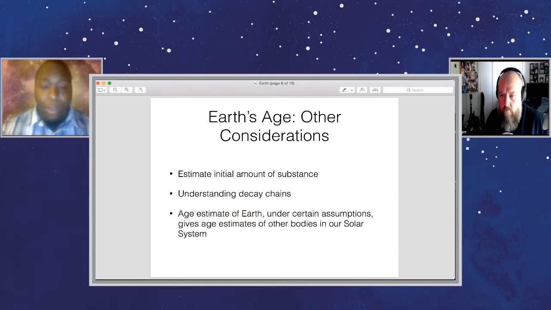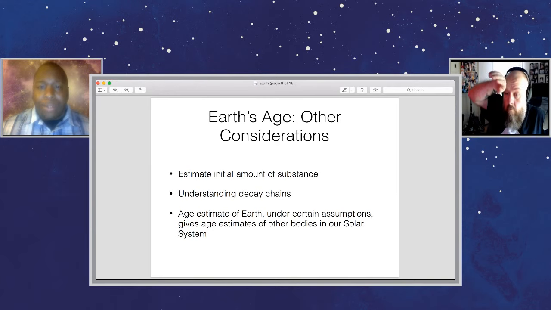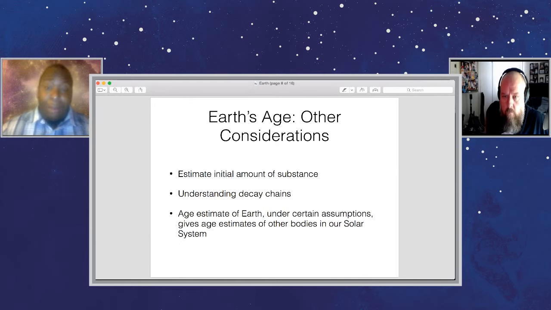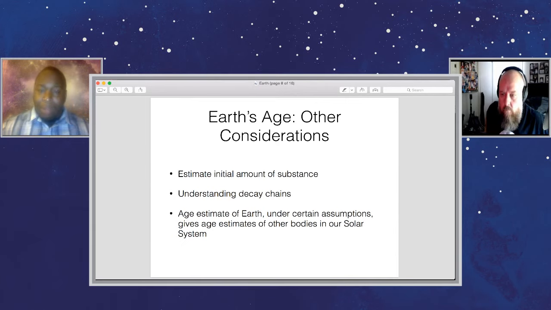All right, and the very last thing, of course, is that if you can start to determine estimates of the age of the Earth, given that we also believe other objects in our solar system formed around the same time, you're now also getting age estimates of other objects in our solar system. Specifically, more so for the sun, because if you're in the camp that the sun was created before Earth, then that would mean that the sun, at the very least, is as old as the Earth.